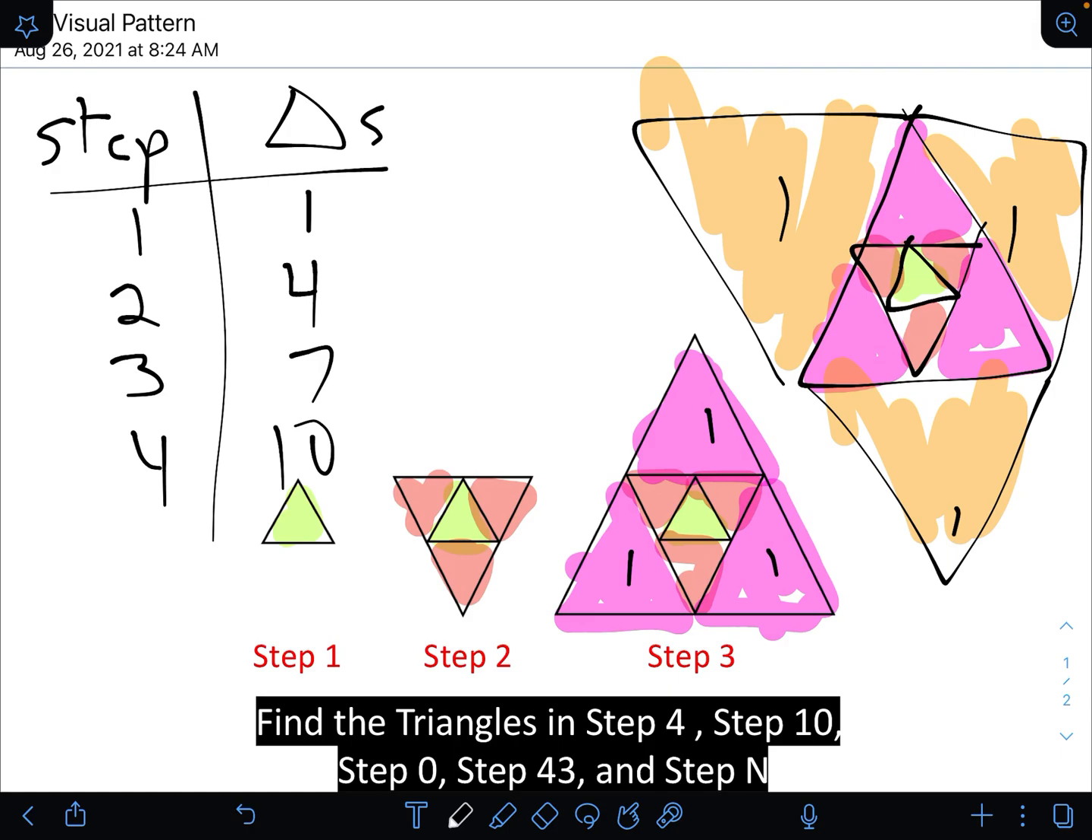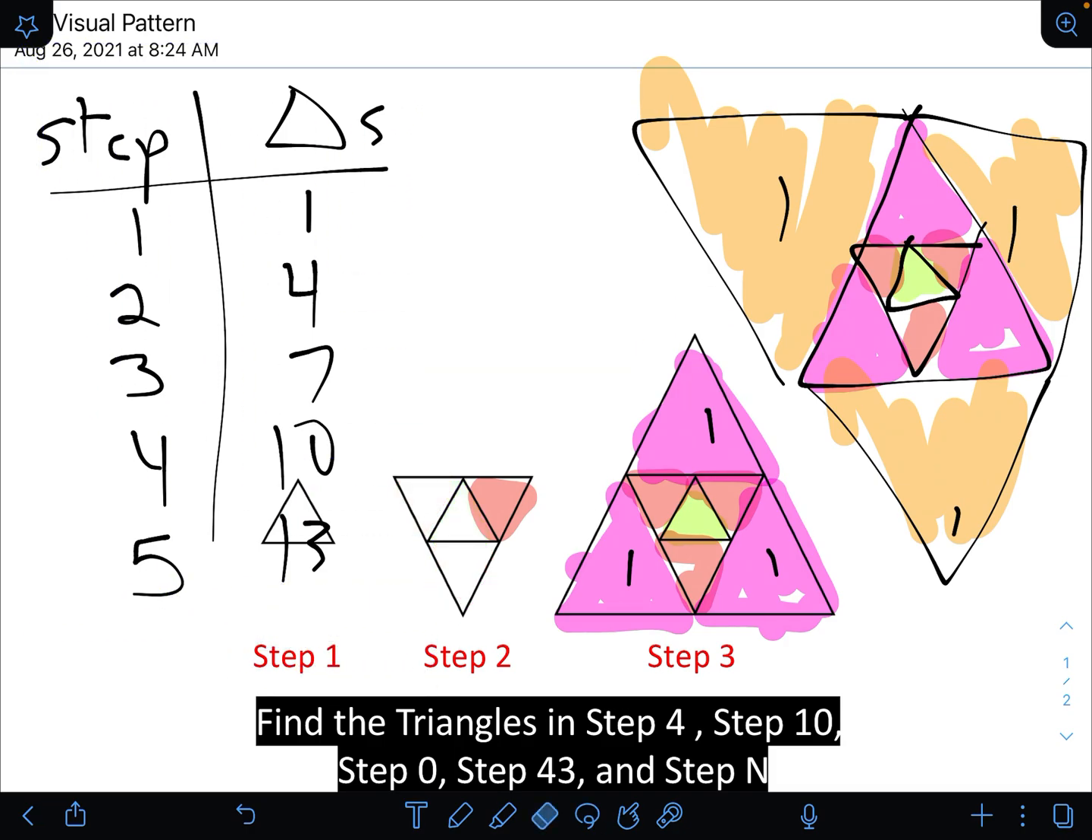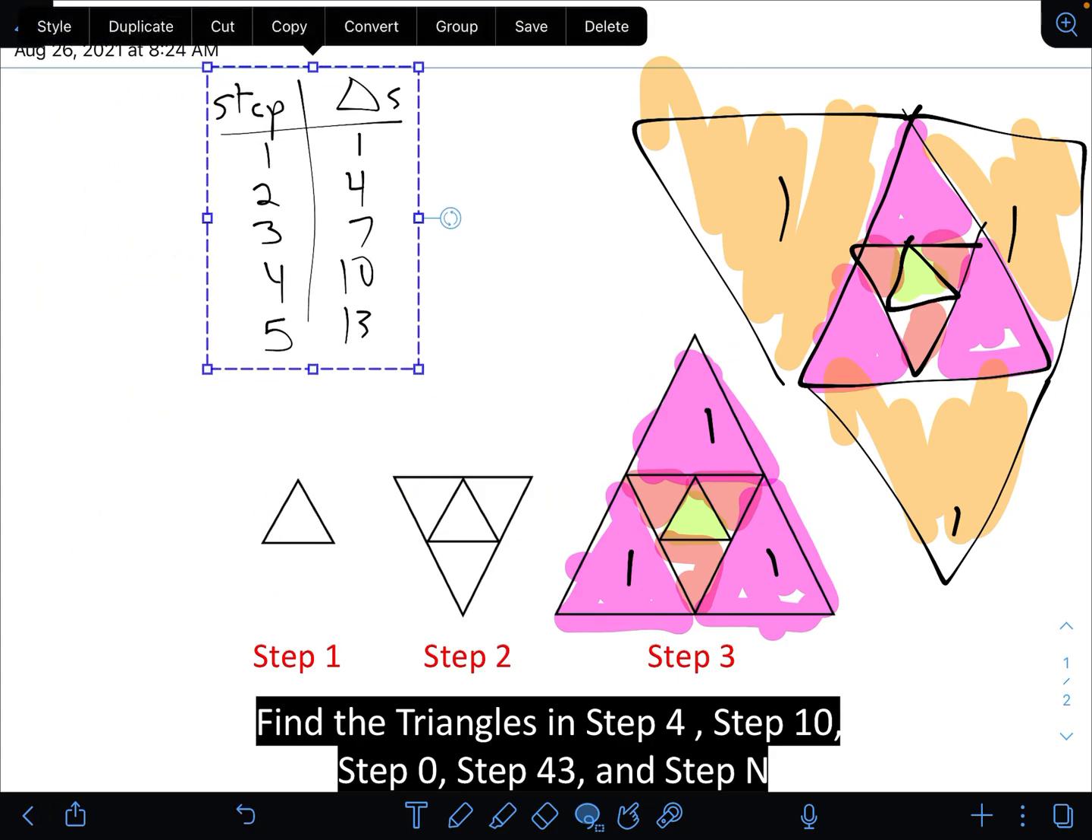Look, for step five, if I wanted step five, all I would have to do is just add three more, right? So that's 13. Yeah, this isn't bad. I'm good at this. Now step 10. Oh, that's a little bit of work. I don't want to. Do I really need to add three all those times? Is there an easier way to do this?